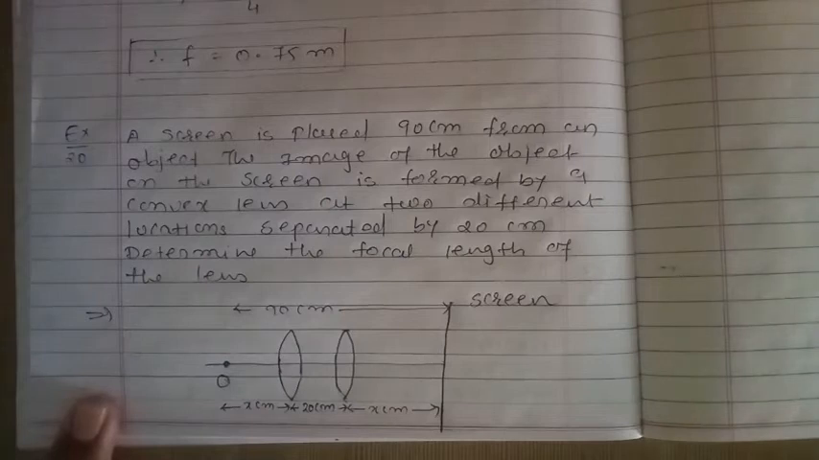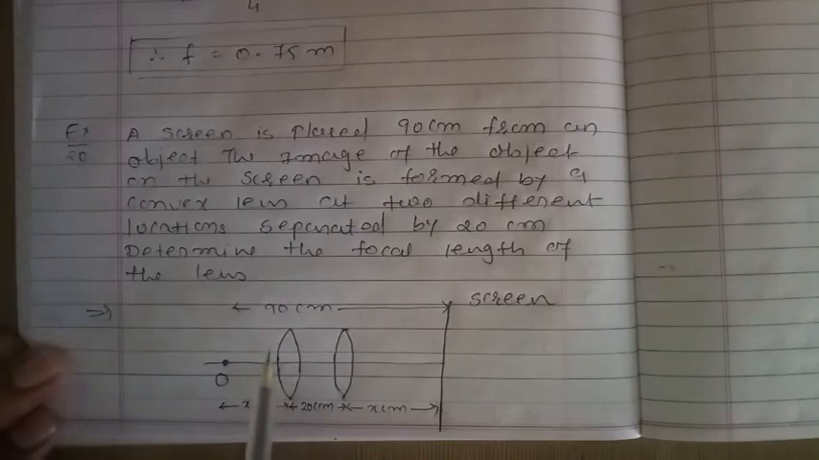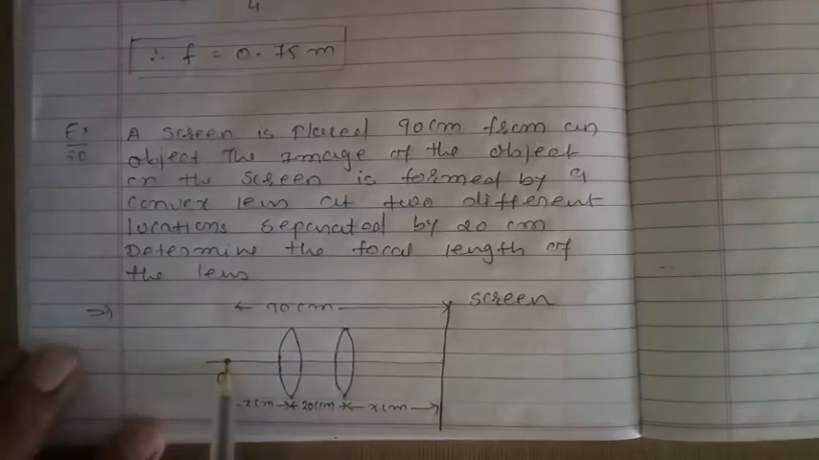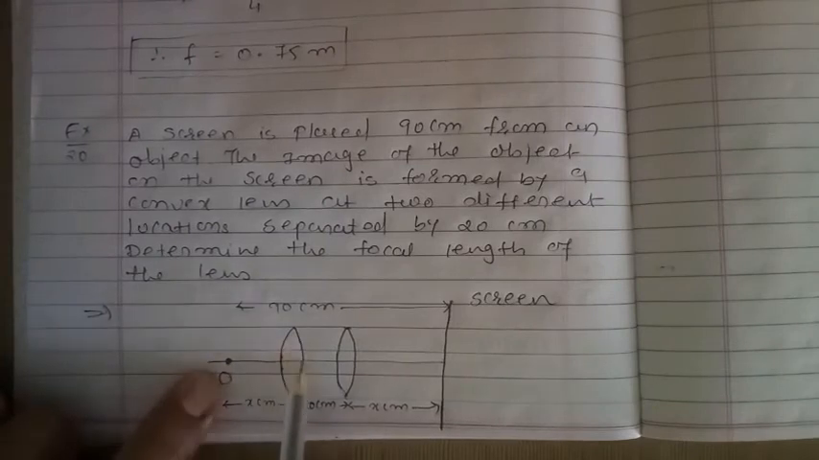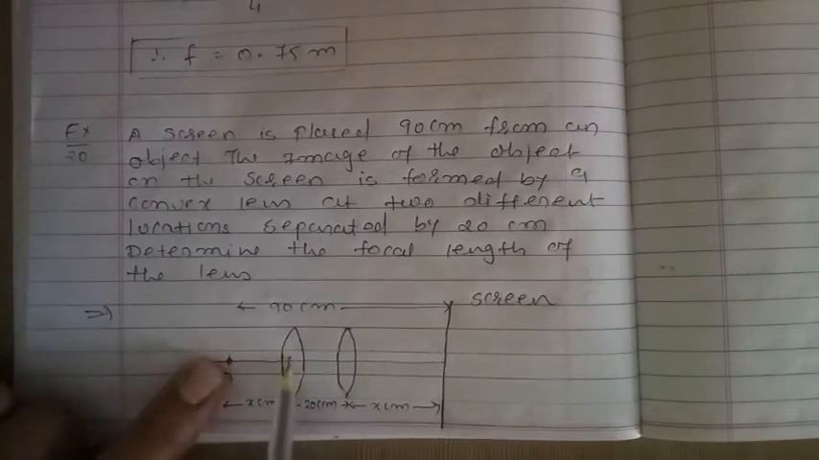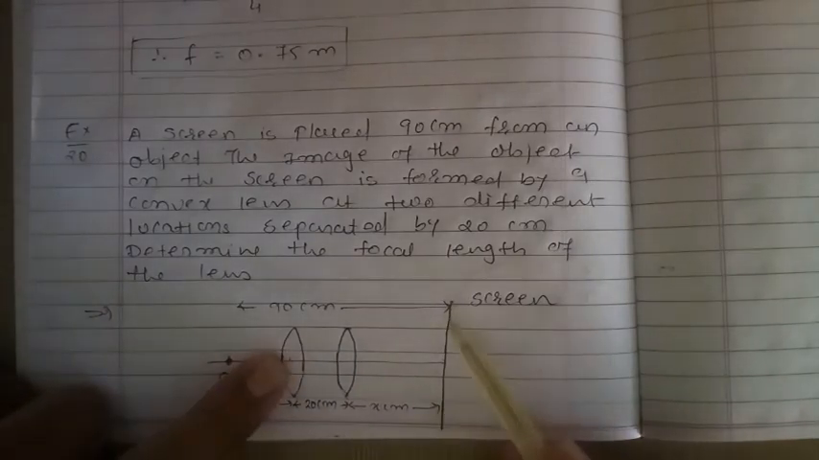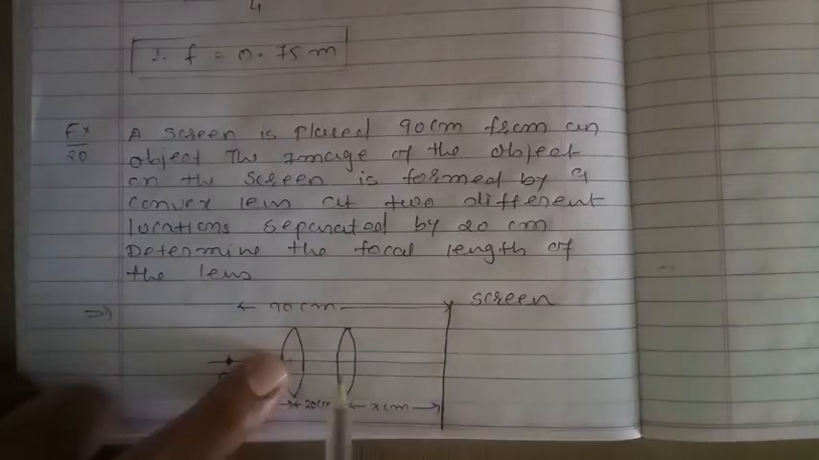But here we have to find out the focal length, and we don't know the value of object distance and image distance, right? So see this figure. Here this is the object and this is our lens. The object distance is x centimeter, from the object to this lens. And the image occurs on the screen, so image distance is the distance between the screen and the lens.